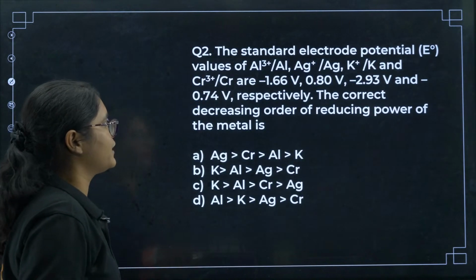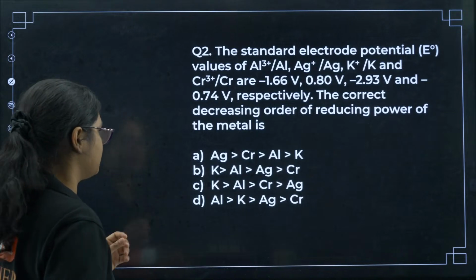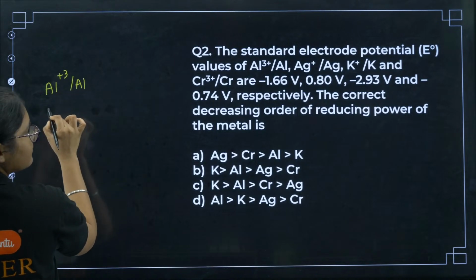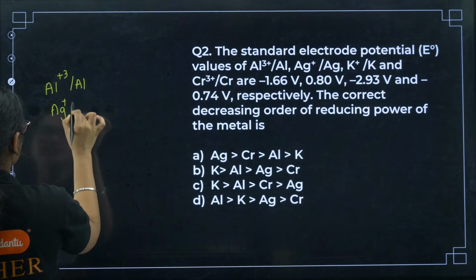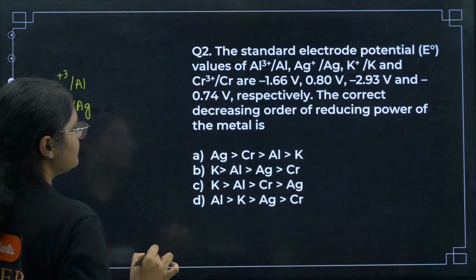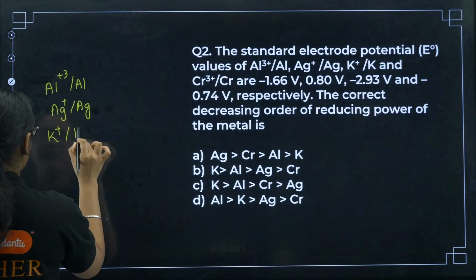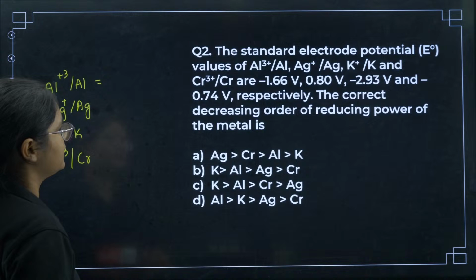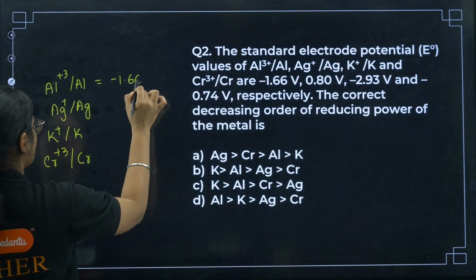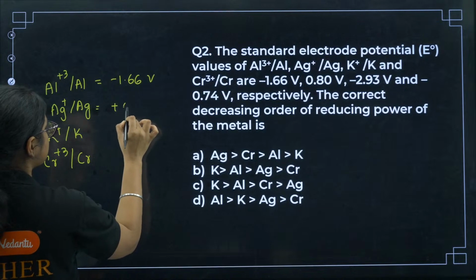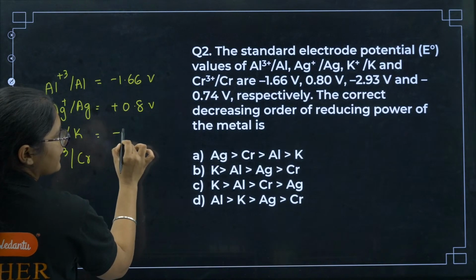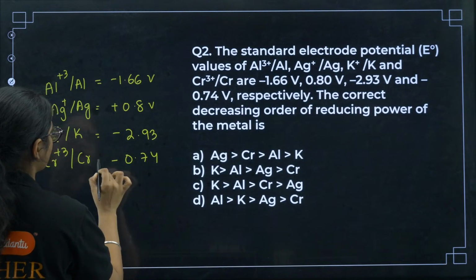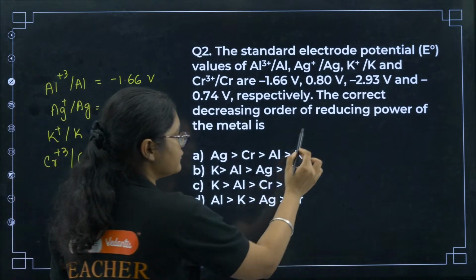The standard electrode potentials for aluminium, silver, potassium and chromium are given. Similar question I have done in the morning today also. Aluminium, silver, potassium, and chromium. What are the values given here? Values given here are minus 1.66, then plus 0.8, then minus 2.93, and last we have minus 0.74. So you have to find the reducing power.